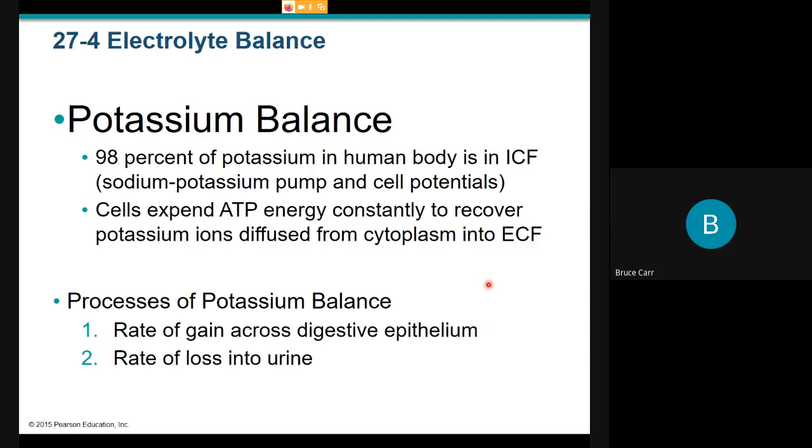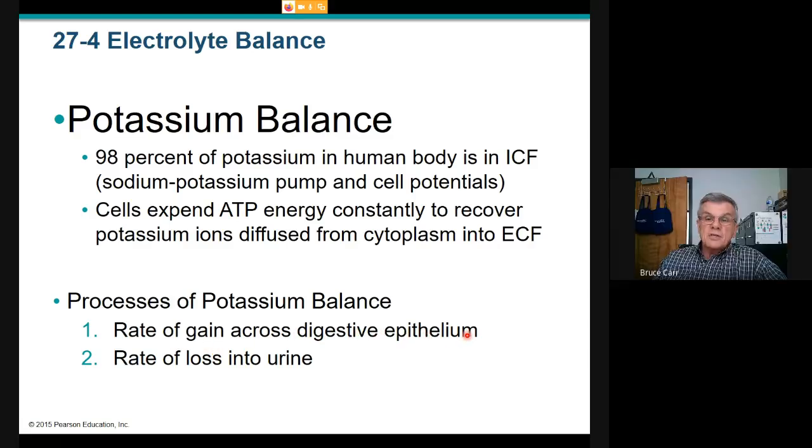Potassium, 98%, is in the intracellular fluid. This is a metabolic complement, a cofactor, a requirement for the activity of certain enzymes. It's explained by the sodium-potassium pump, and it has a big role in cell potentials. When we fired a nerve or when we moved a muscle, potassium was moved. Cells expend ATP to concentrate this. This is an active transport mechanism, and its balance is basically digestive balance. How much do you take in versus what you lose, principally in the urine.